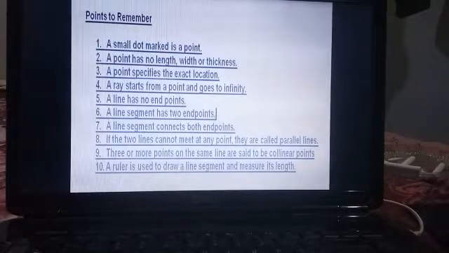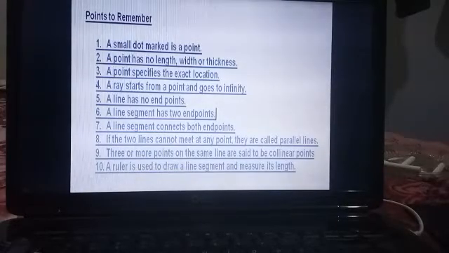Points to remember: a small dot marked is a point, which means a point is a small dot without any dimension. A point has no length, no width, no thickness. It is a dimensionless geometrical object. A point specifies the exact location, which means a point has only position in the plane.